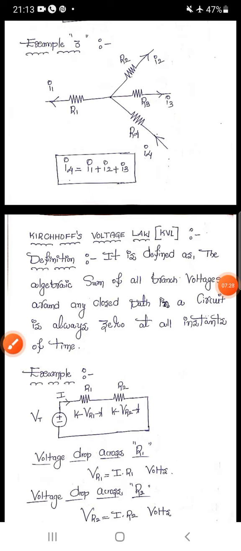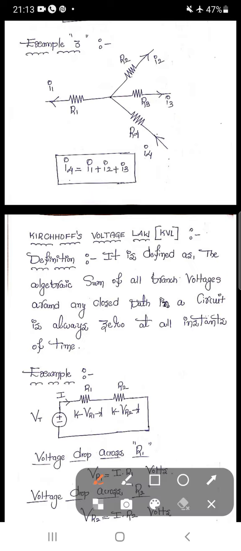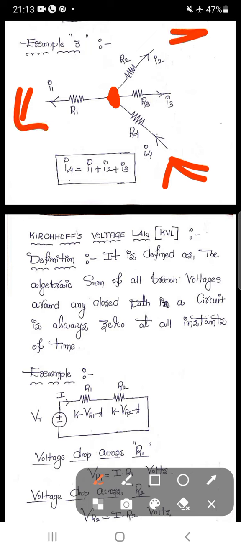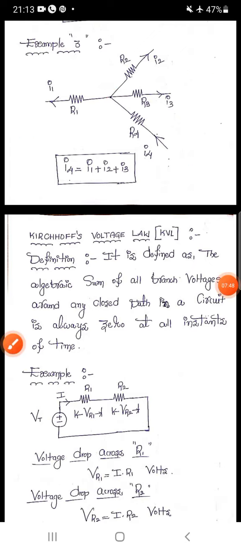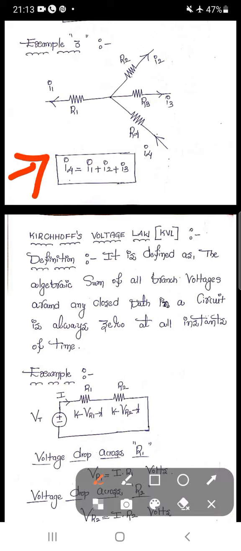So this is the junction point, only I4 is incoming, and the remaining all are outgoing. The current direction is like this. Based on the directions of current in individual branches, we can write the expression: sum of incoming currents, which is only I4, is equal to the sum of outgoing currents. How many currents are outgoing? I1, I2, and I3. So incoming current I4 is equal to the sum of outgoing currents, I1 plus I2 plus I3.